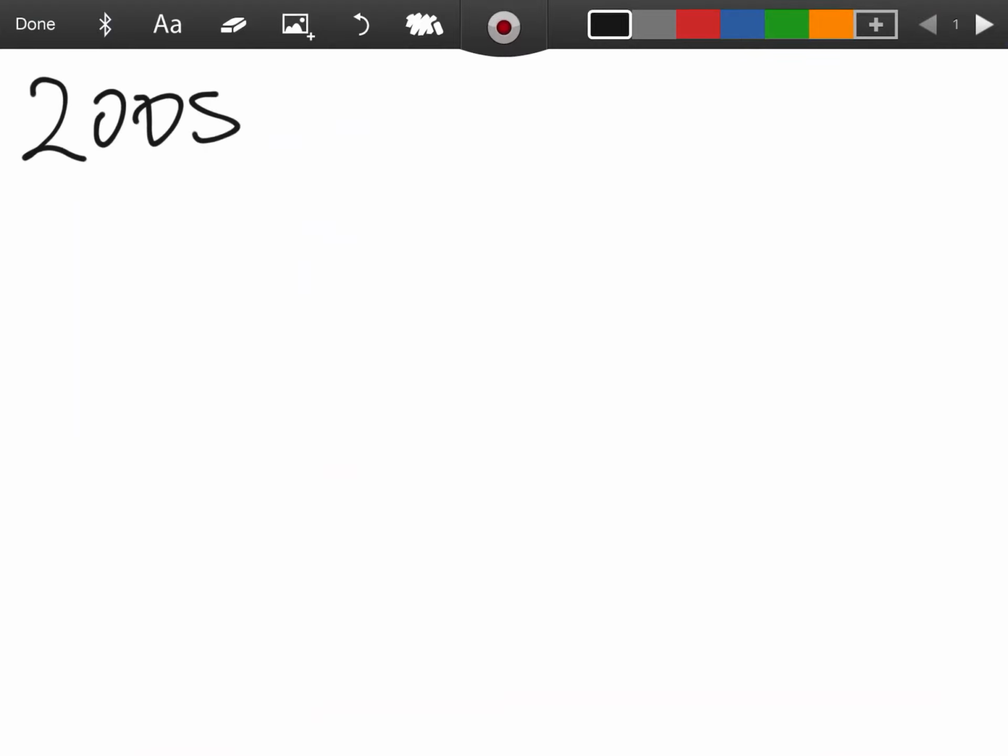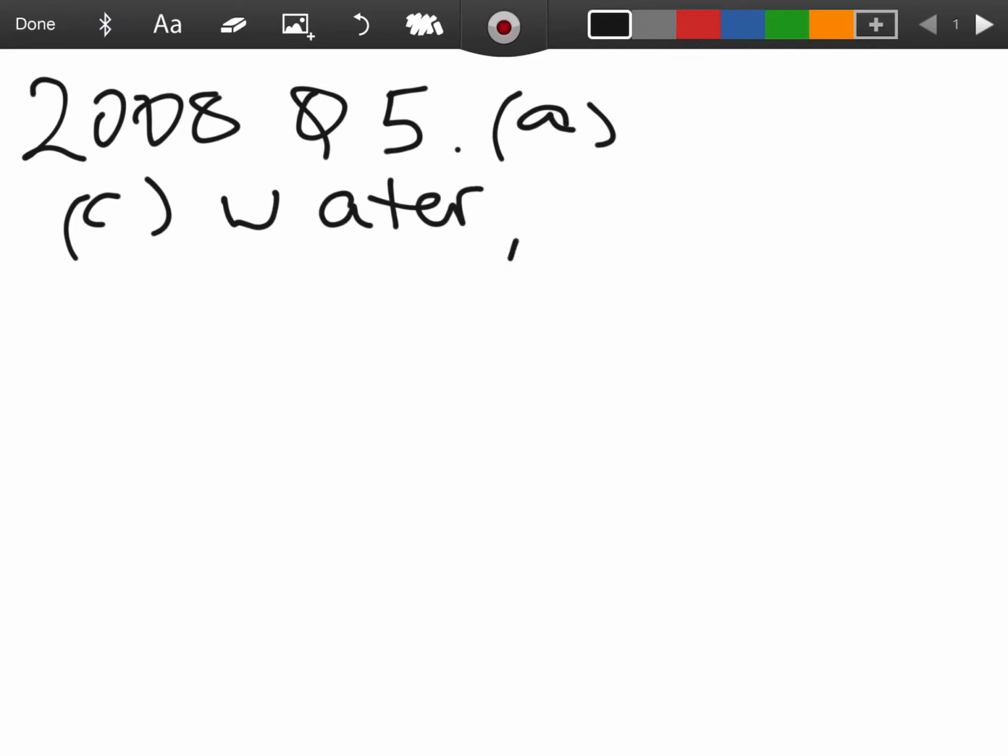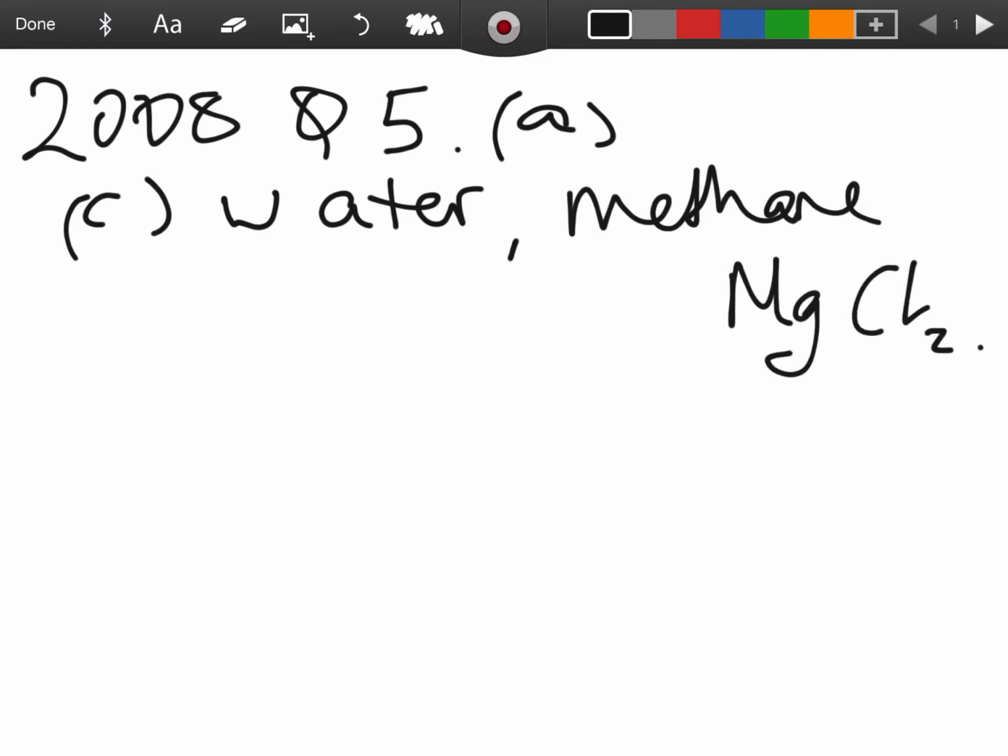Now, on the show me board, I just want to do maybe just one or two examples. So 2008 question 5, part A, they asked you firstly to define electronegativity. You know the definition of that is the relative attraction that an atom has for a shared pair of electrons in a covalent bond. And then they asked you in part C to use electronegativity values to predict the type of bonding in water, in methane, and in magnesium chloride.